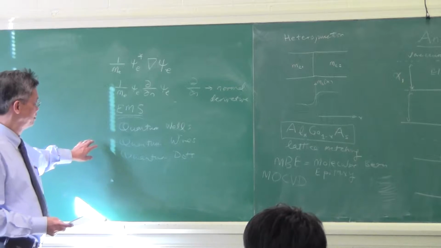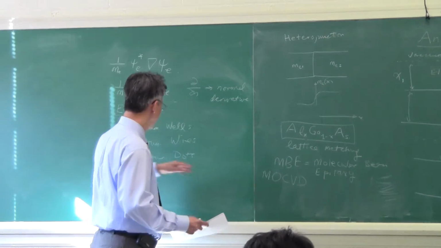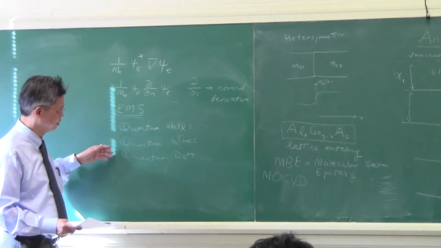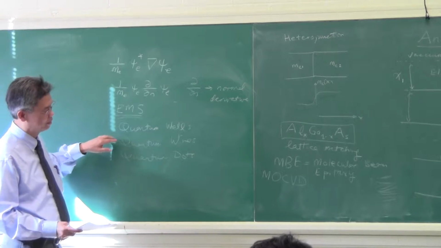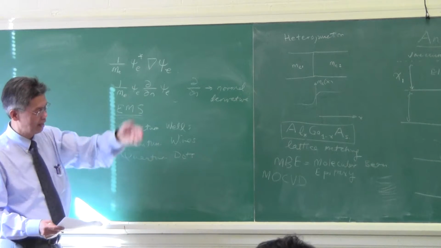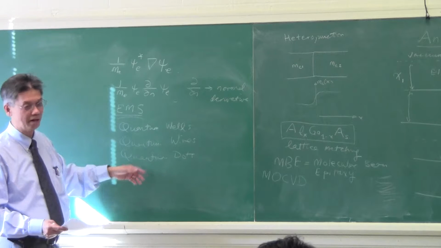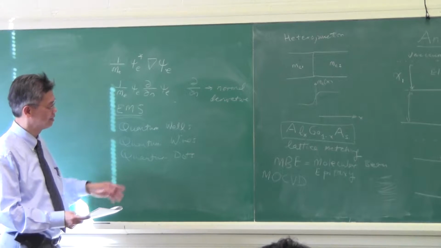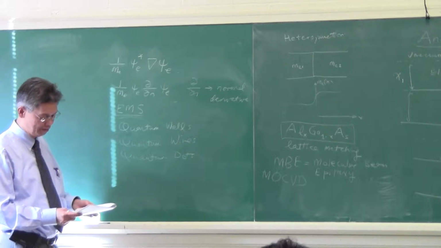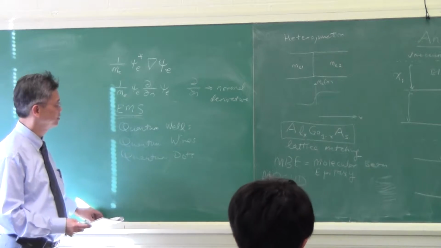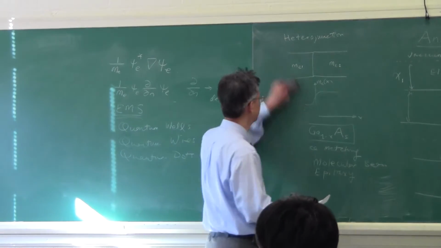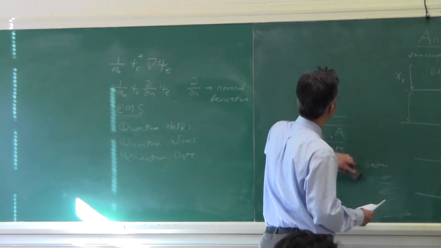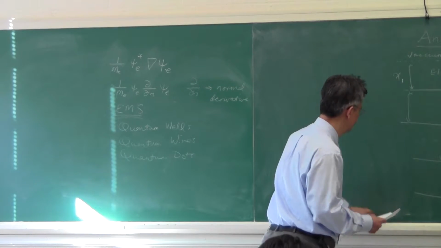So you can grow this in 2D. You can grow this in 3D. You can make the quantum well into quantum wires by adding one more dimension. You can make them into dots by different kinds of nanofabrication techniques. We can now study the behavior of an electron in these three kinds of devices. But then let's talk about density of states.